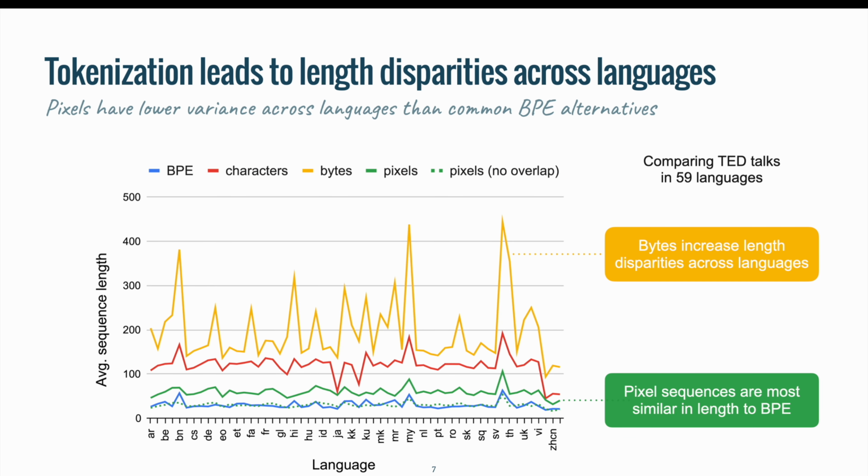In addition to OOVs, different tokenization schemes result in dramatically different sequence lengths across languages based on encoding. This can affect performance across languages and multilingual models. Bytes and byte-level BPE, which are alternatives to traditional subwords, increase this disparity. Pixels, on the other hand, have lower variance across languages, more similar to BPE.